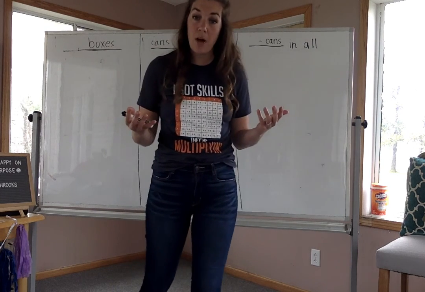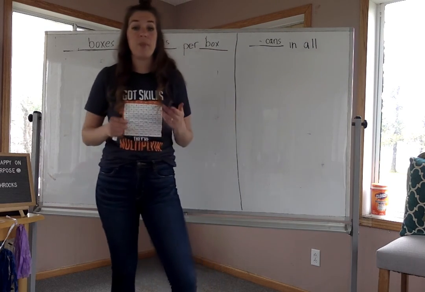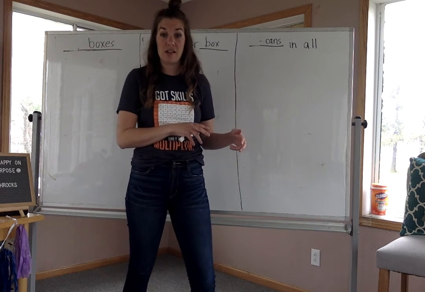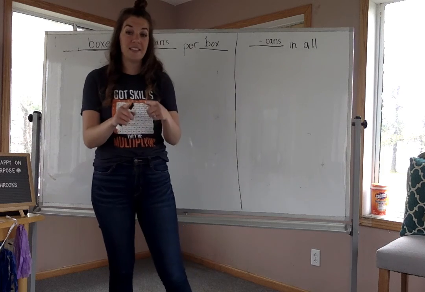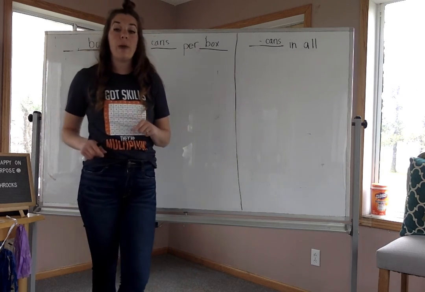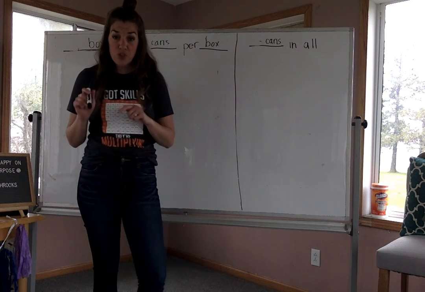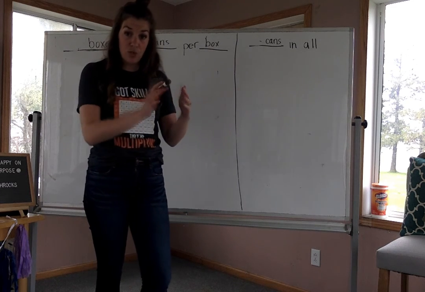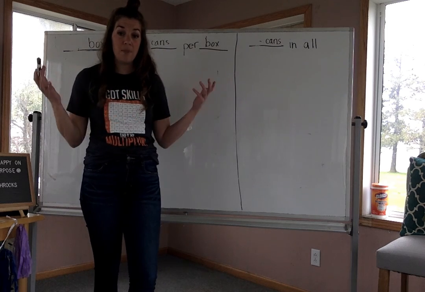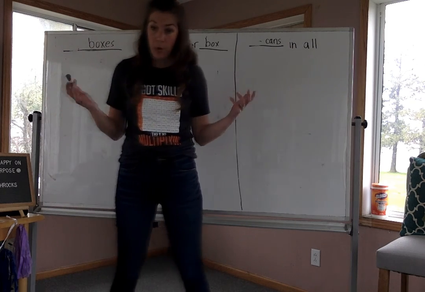So again, if I think about what this problem is about, it is about Kate. She's organizing cans equally into boxes. Let's hear it again. Kate has 38 cans. She has 4 boxes. She wants to organize those cans into boxes so that each box has the same amount. How many cans will there be per box?